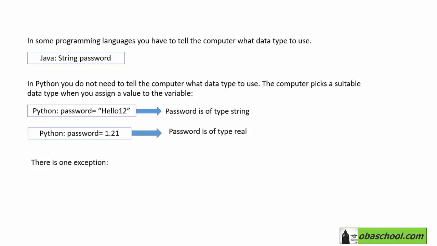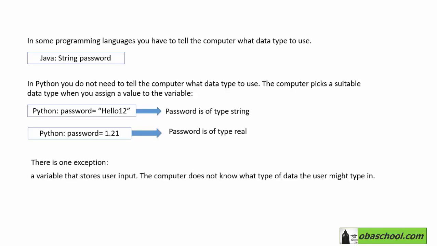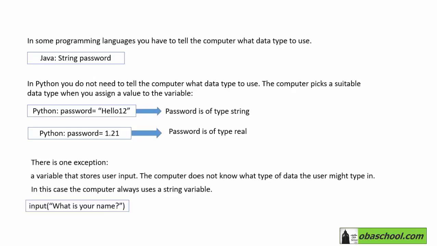However, there is one exception. The exception is the variable that stores the user's input, because the computer doesn't know what type of data the user might type in. So, in this case, the computer always uses a string variable. So, for example, if we put input, what is your name? Before we input any data, the computer will automatically assume that the password is of type string.